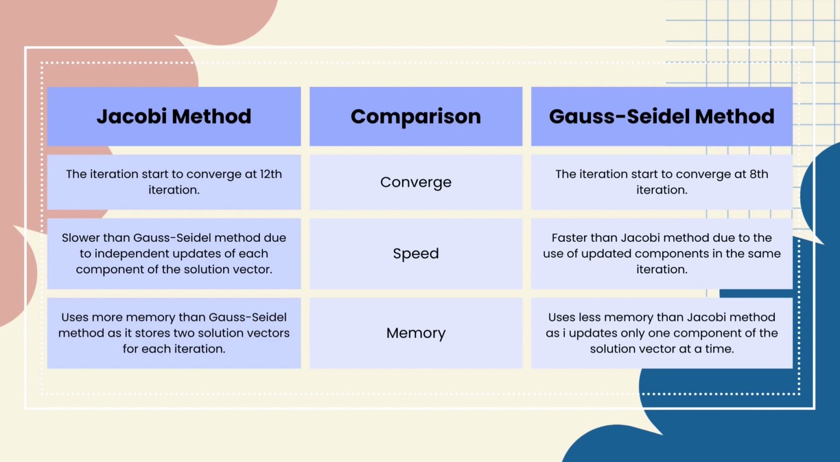Other than that, the Jacobi method uses more memory than the Gauss-Seidel method as it stores 2 solution vectors for each iteration. Meanwhile, the Gauss-Seidel method uses less memory than the Jacobi method as it updates only one component of the solution vector at a time.